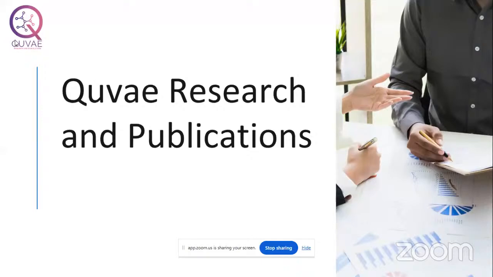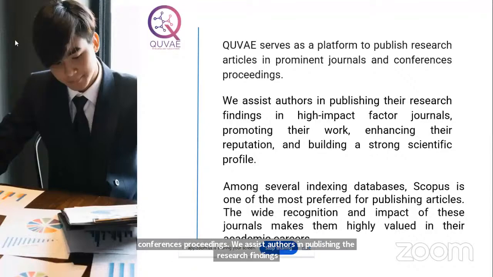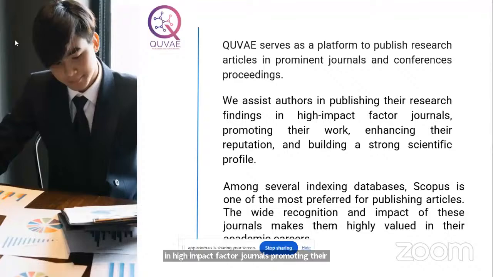To start with, let me give you a brief introduction about QA Research and Publication. QA serves as a platform to publish research articles in prominent journals and conference proceedings. We assist authors in publishing their research findings in high impact factor journals, promoting their work, enhancing their reputation, and building a strong scientific profile.